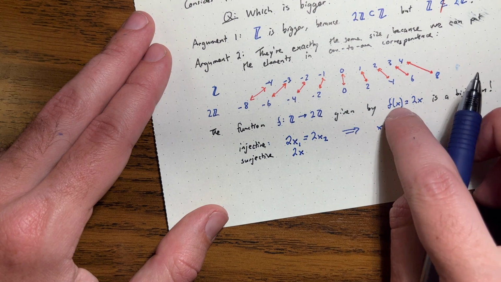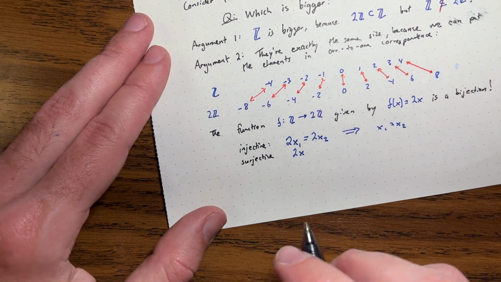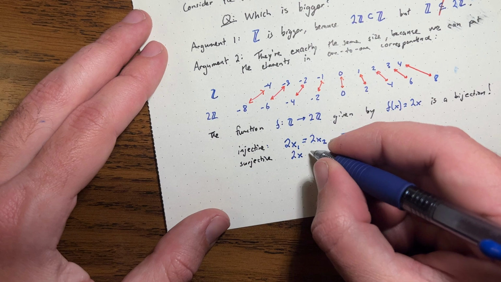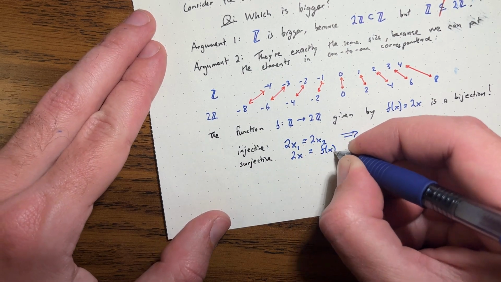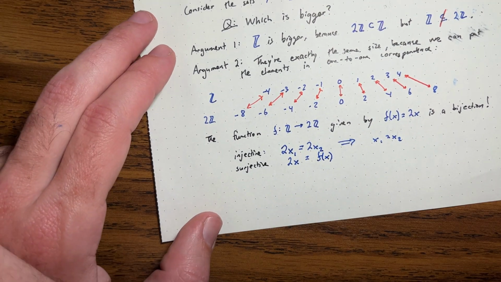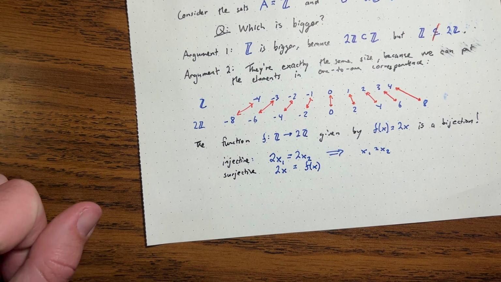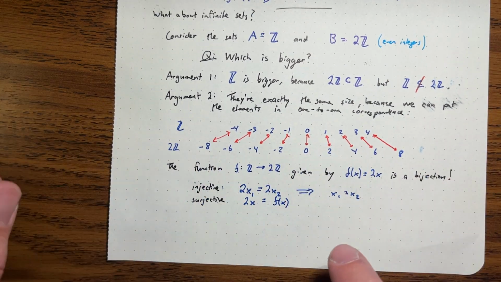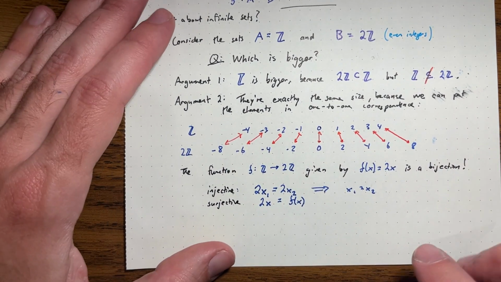But that element is just x, right? X is going to go to 2x. So this is f of x. Okay, and that's my element. So yeah, this is definitely injective and surjective. We can see that in the picture too, so it is kind of overkill.